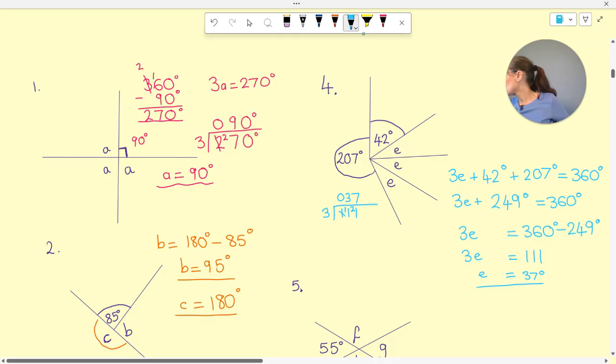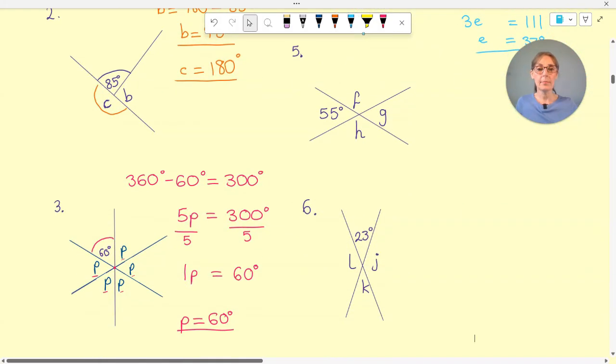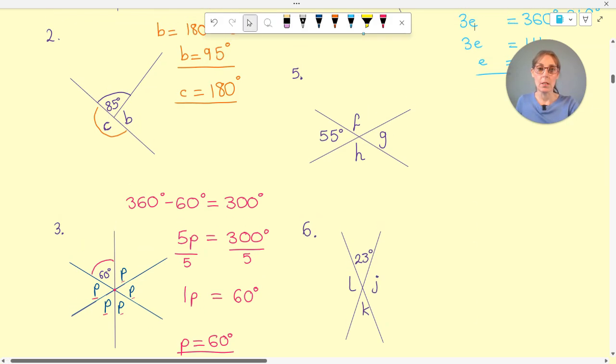I'm going to check. What have I got here? It's number 4. Yep, 37 degrees. I thought I'd better have a look and check. Okay. Numbers 5 and 6 now.